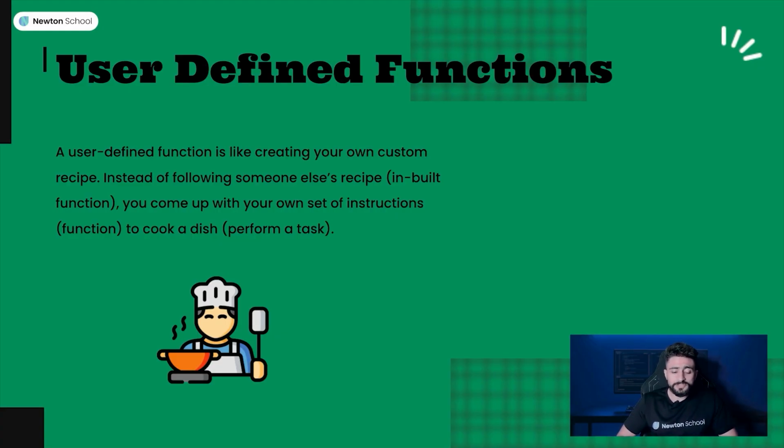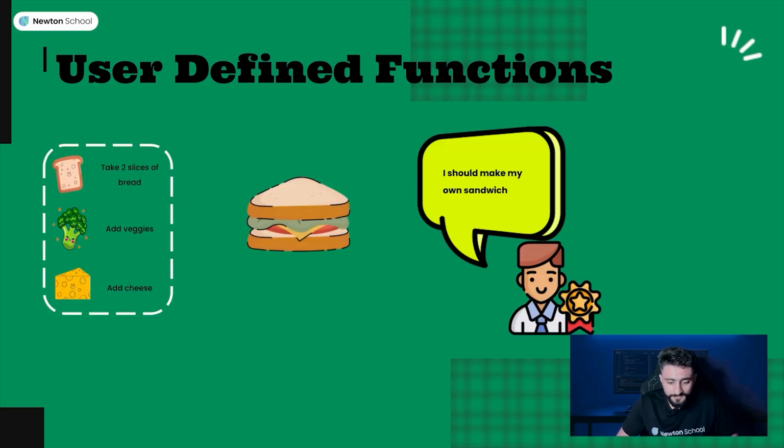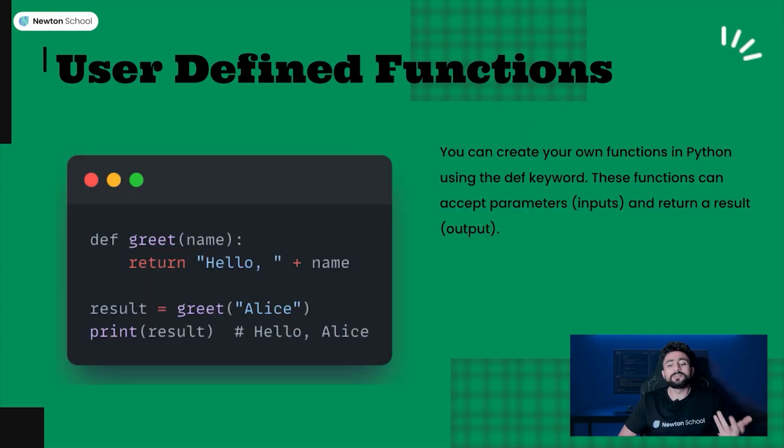So a user-defined function is like creating your own custom recipe. It's not inbuilt, you are creating it, right? So instead of following someone else's recipe, which is like the inbuilt function, you are coming up with your own set of instructions, right? So here you are saying, I will make my sandwich, right? So let's see how you can create your own functions in Python using the def keyword.